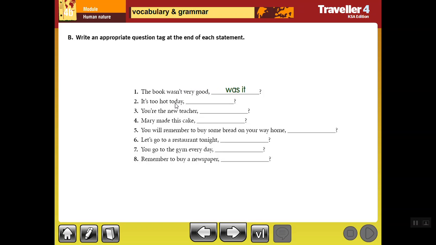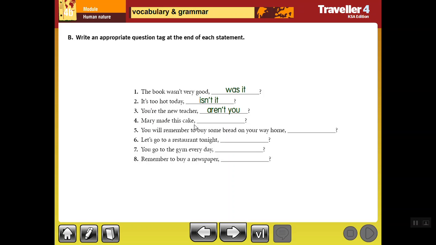It's too hot today. It's is a short form of it is. It is too hot. Yes. Isn't it? Positive, negative. You're the new teacher. You're is the short form of you are the new teacher. So this is are. Yes. Brilliant. Aren't you?